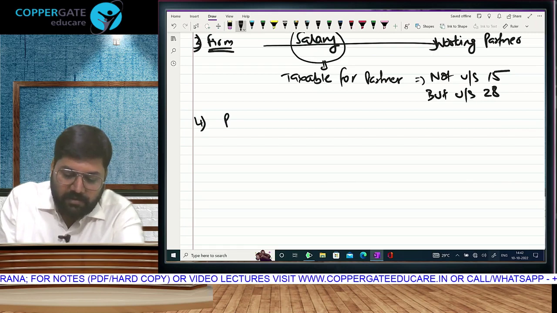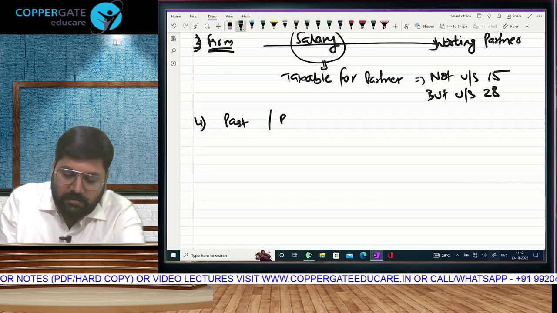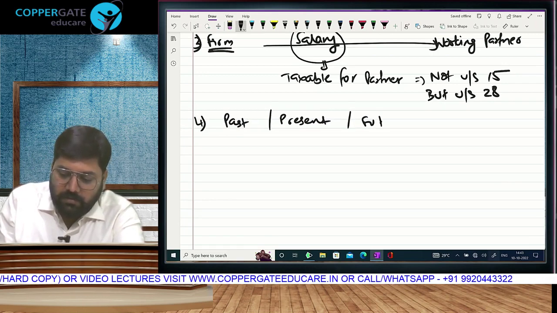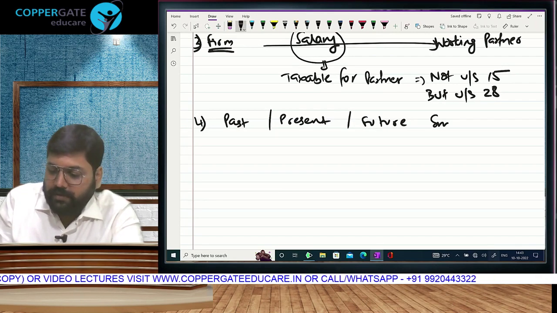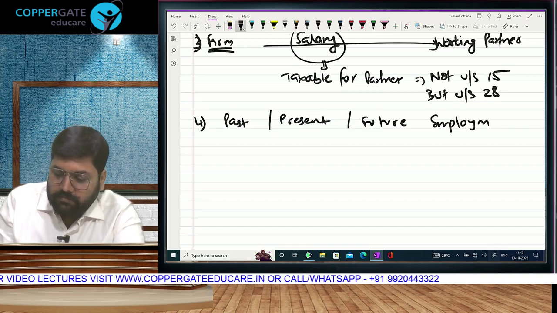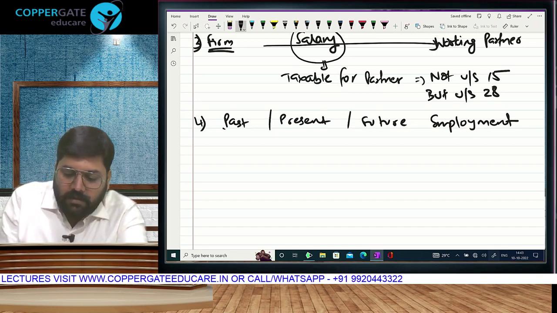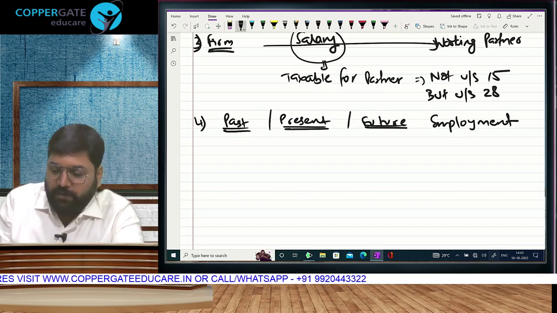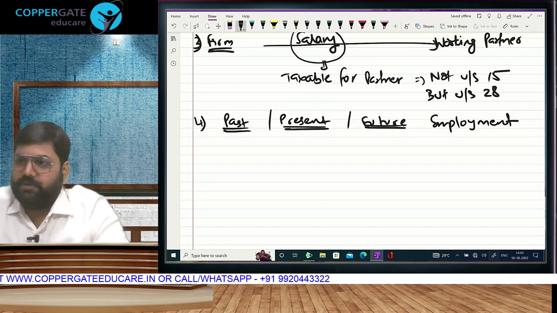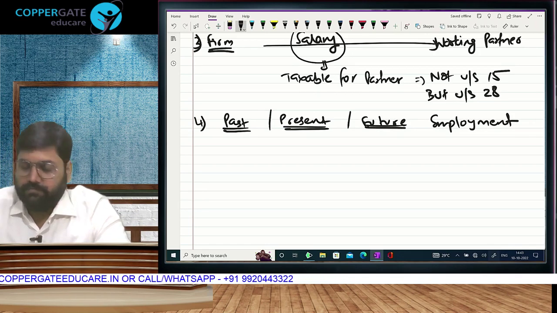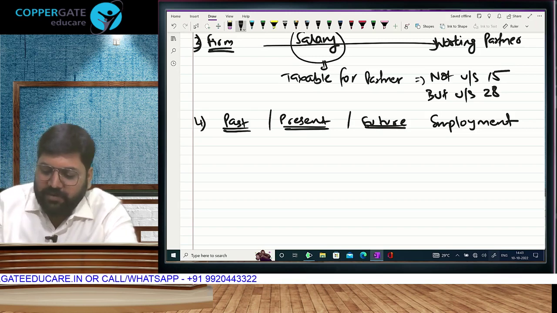As a clarification, it can be past, present or future employment. Is employment, that is employer-employee relationship, necessary for this head of income to be triggered? Yes. In the present, what example to give?